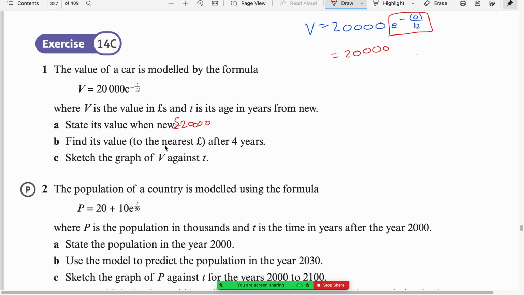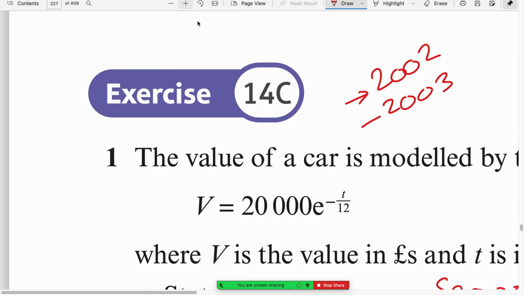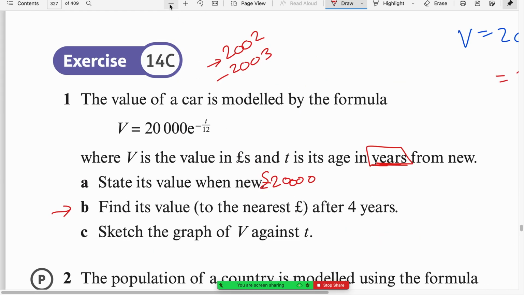B part says find its value. Yes. Because when it is new, it is 0 years. For example, you bought a car in 2002. That's T by 12. Can you see it now? That's T by 12.